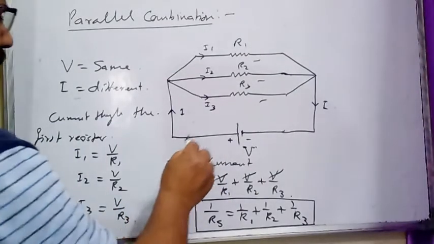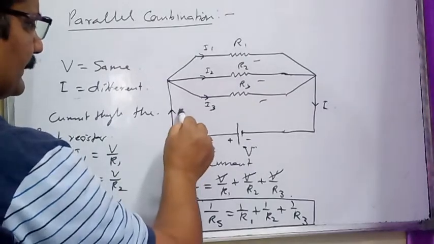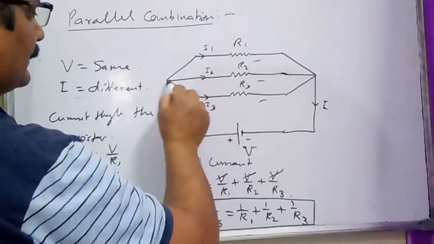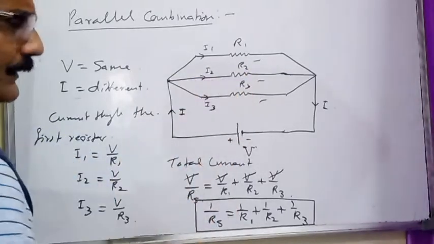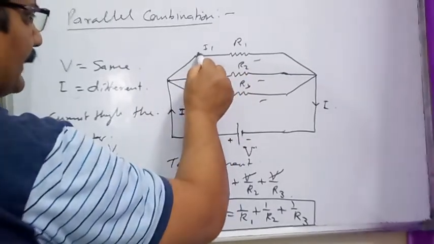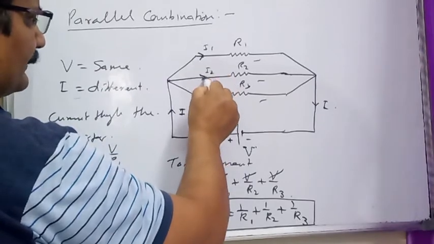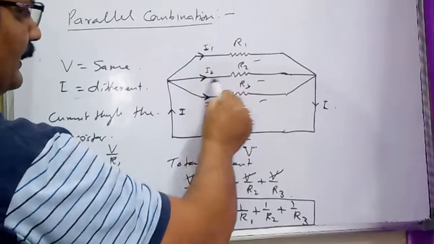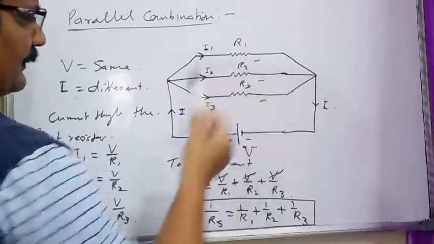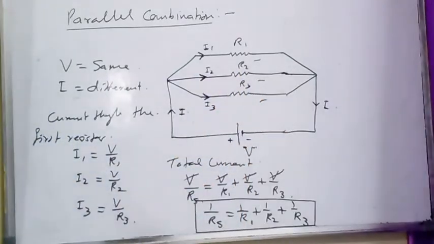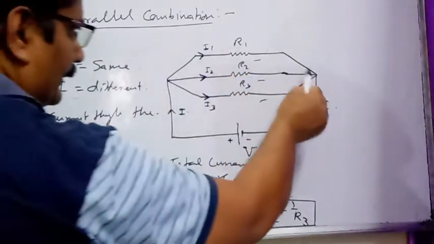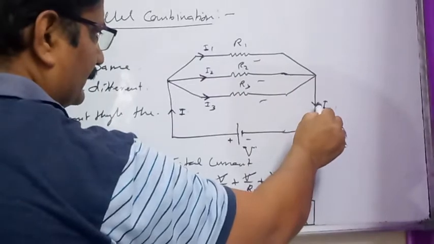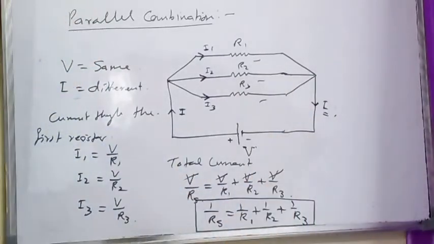But if current I is flowing in the circuit, the current divides into three parts if three resistors are there, and different currents flow through different resistors. Suppose I1 current is flowing through resistor R1, I2 through resistor R2, and I3 through resistor R3, and at the other end of the circuit, the three currents again combine and the current in the circuit remains I.